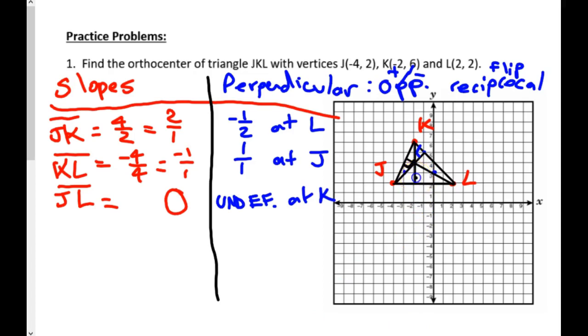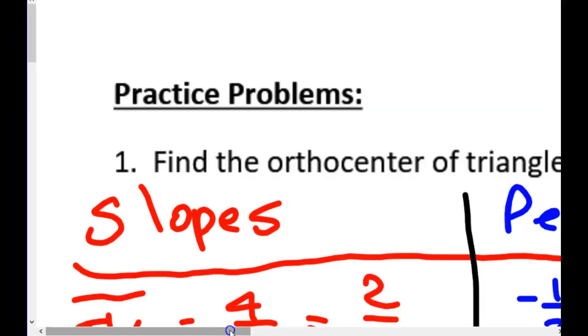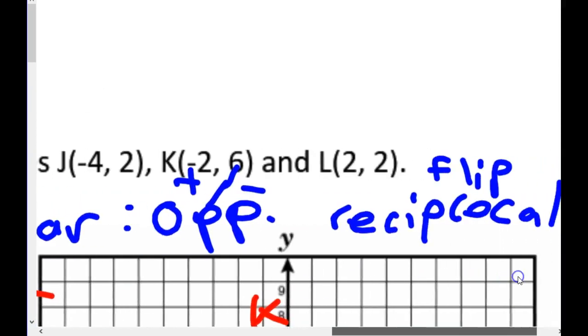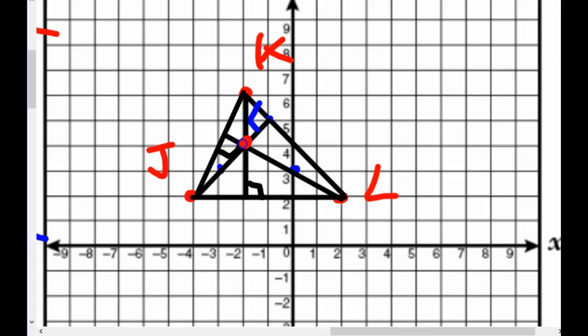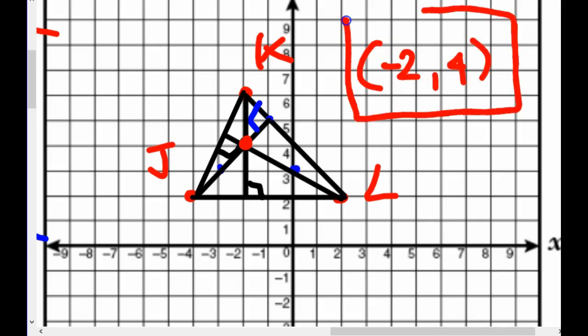Now, is that kind of hard to see? So we zoomed in so we can actually see it. And do you see where the orthocenter is? Right there, right? Those 3 altitudes cross at -2, 4, right? So my orthocenter is at -2, 4. And you can box that in, right?